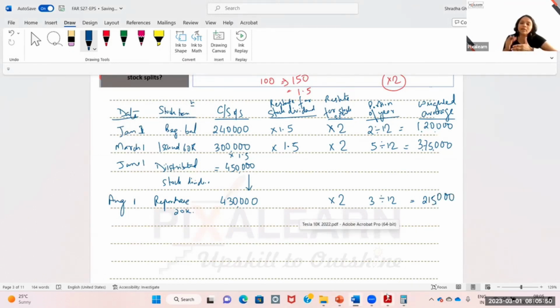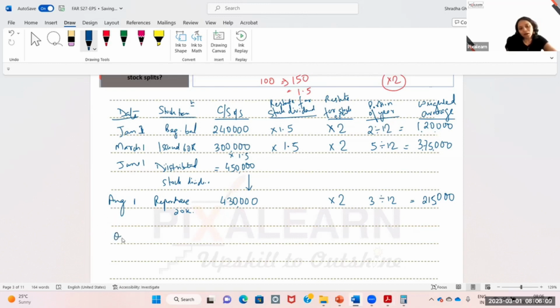Have you understood why we are not multiplying this repurchase again by 1.5? Because it has happened earlier. The repurchase happened after the stock split. So you cannot again multiply it by 1.5. Is this clear to everybody?